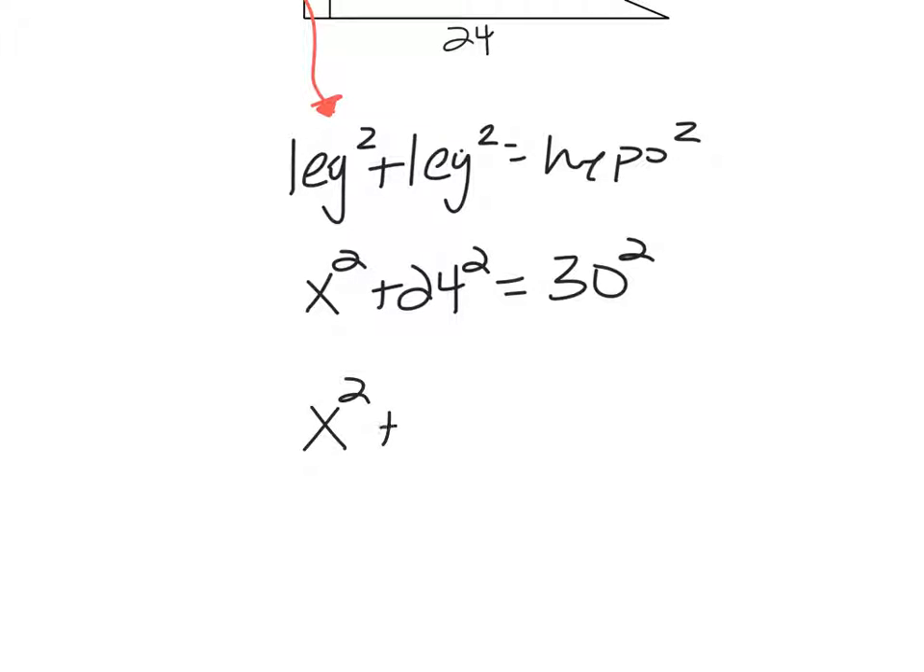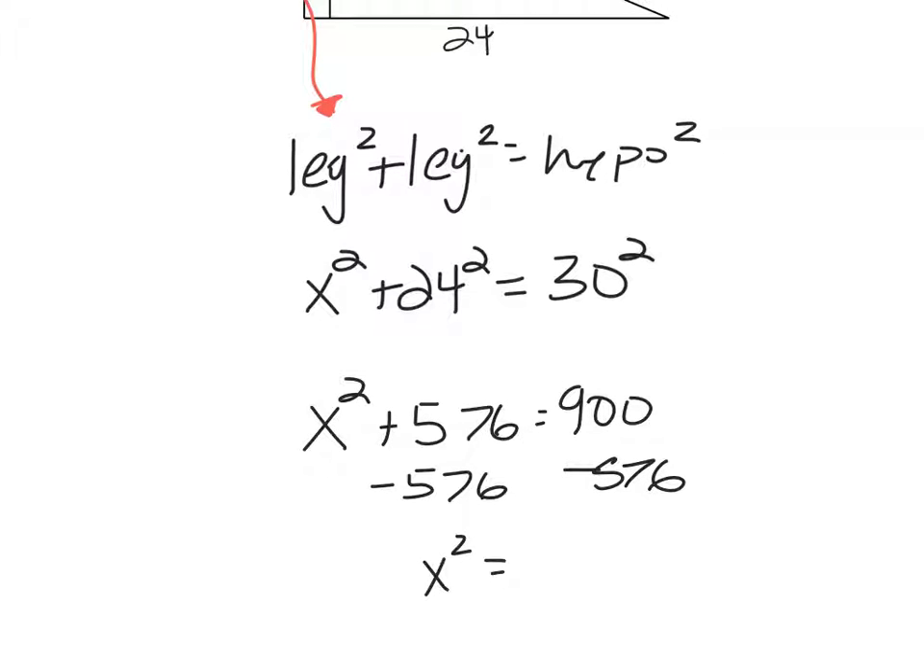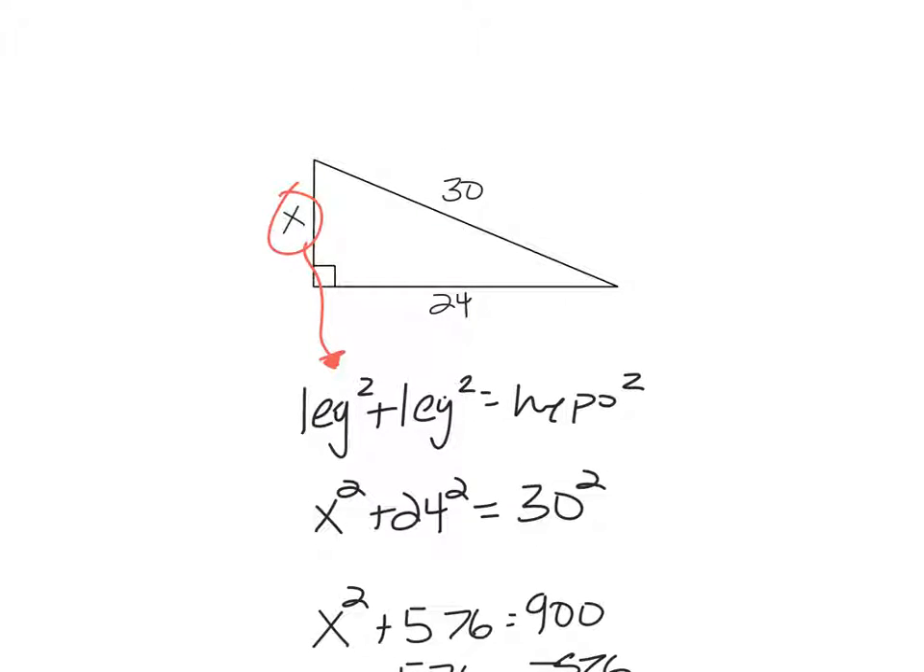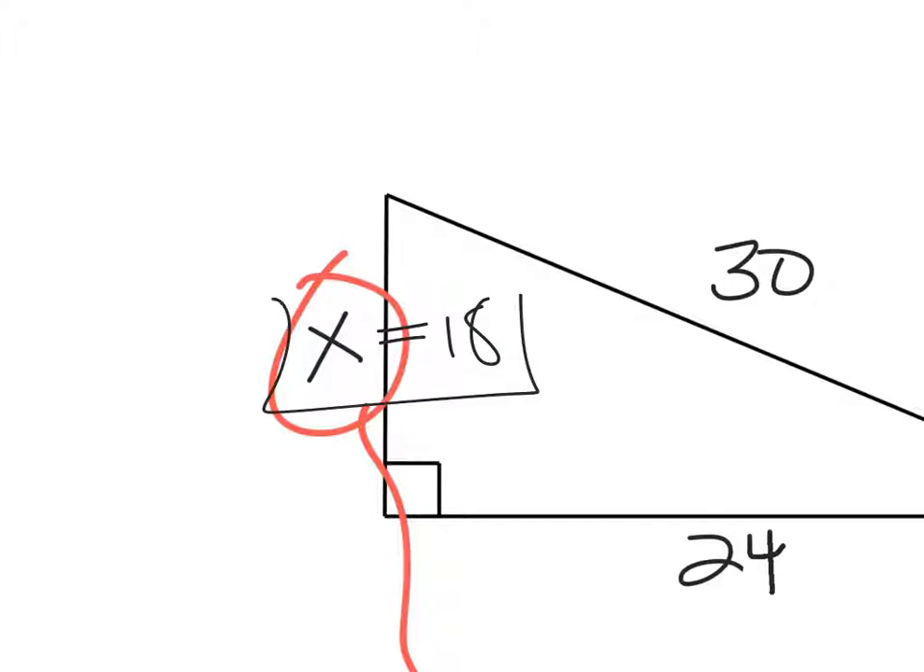X to the power of 2 plus 24 times 24 is 576 equals 30 to the power of 2, which is 900. From there, I subtract 576 from both sides, and I get x to the power of 2 equals, let's see, 900 minus 576, 324. I can take the root on both sides. And when I take that second root, I get x equals plus or minus 18. And of course, the only answer that matters to me here is that positive answer. So x equals 18, and I'm done.